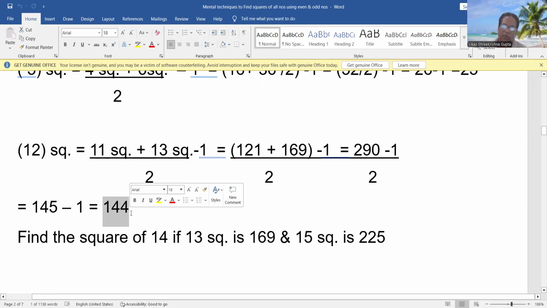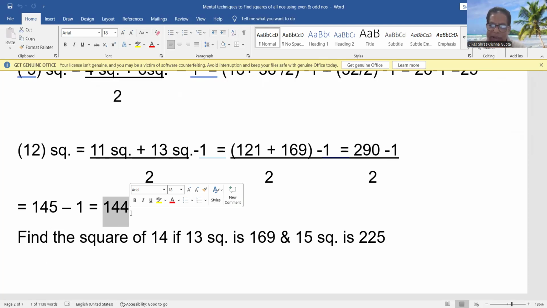You see, the concept of odd and even can be used in two ways. I either multiply odd and even numbers. Means when the number is even, both the surrounding numbers are odd, I multiply both these odd numbers, I add 1 to that, I get the square.